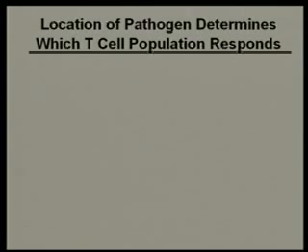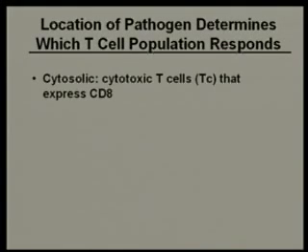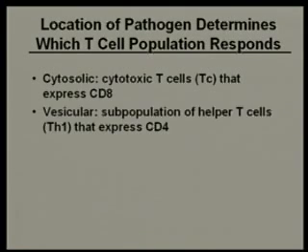So again here, what's important is the location will dictate what type of response is elicited. If the pathogen is infecting the cytosol, typically you'll get a CD8 response or a cytotoxic T cell response. So the CD8 cell will be activated. It will actually kill that infected cell. So it gets rid of the virus by killing the cell that's infected. However, if it is vesicular, you can have a subpopulation of T cells known as Th1 that express CD4. They will become activated. They will then initiate the cell-mediated response to clear this pathogen.